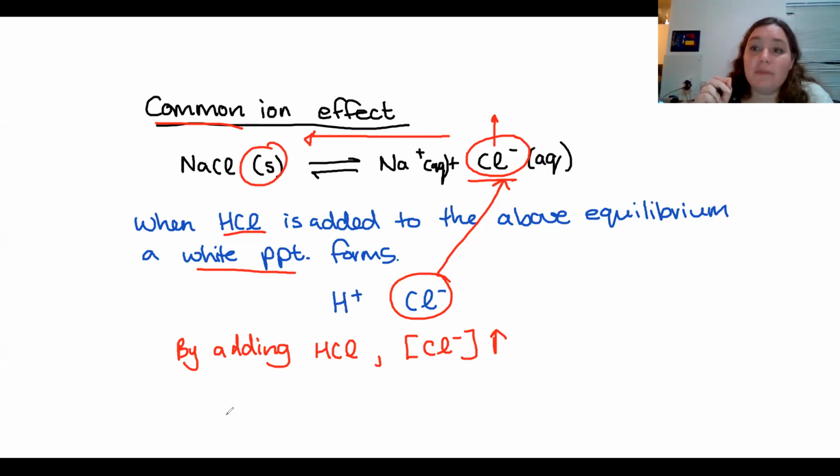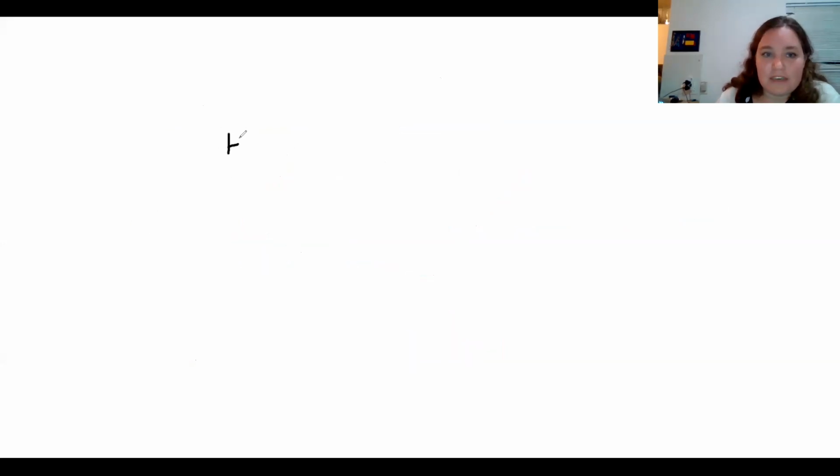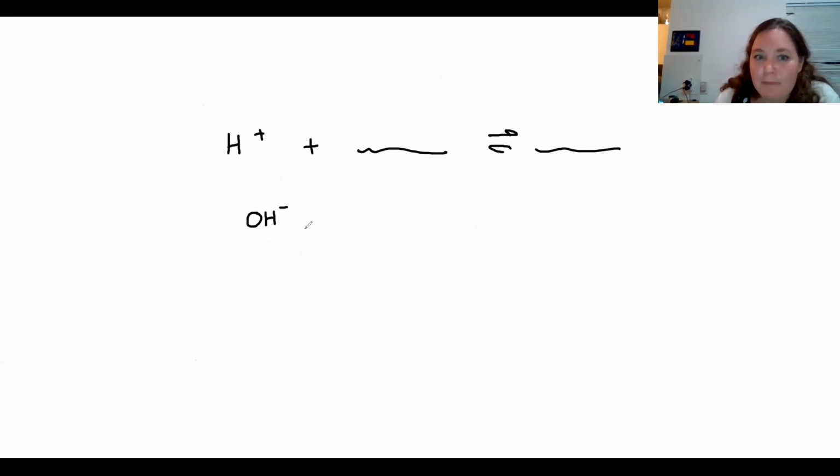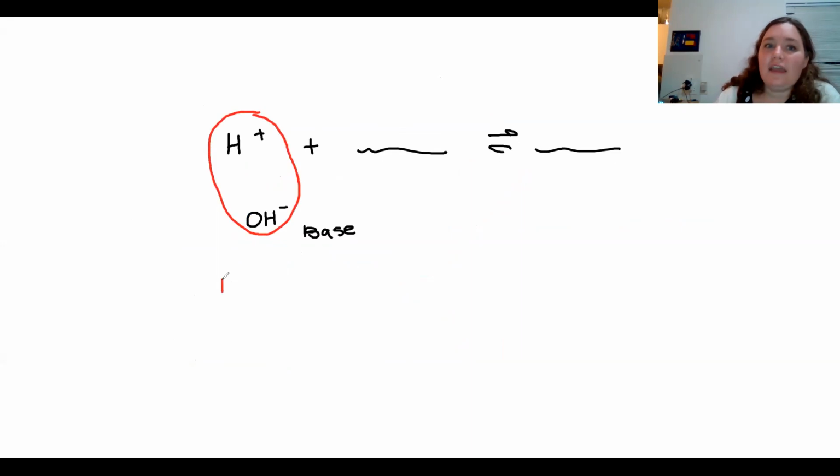So I'm now just going to mention to you a couple of sneaky things that can change the concentration of something else without you realizing. Okay? So the first one that's very important is if I have H plus reacting with something else in equilibrium to produce something else, and I add in OH minus, any base, what can happen is that this base and this acid react together.